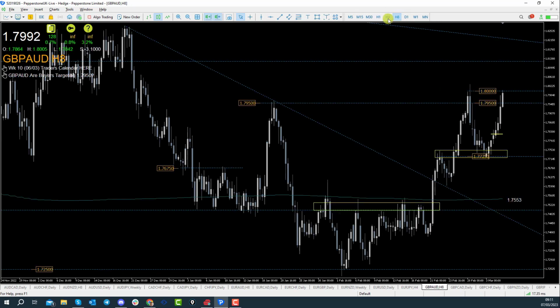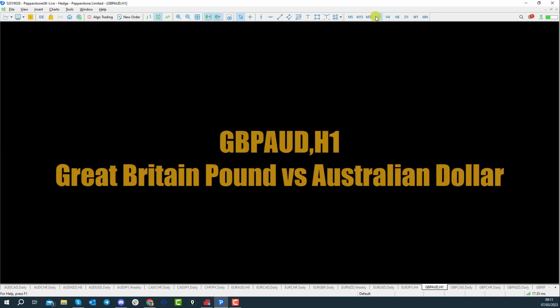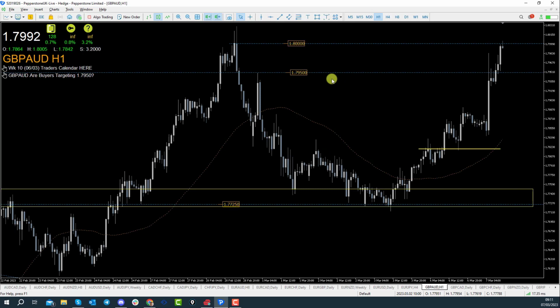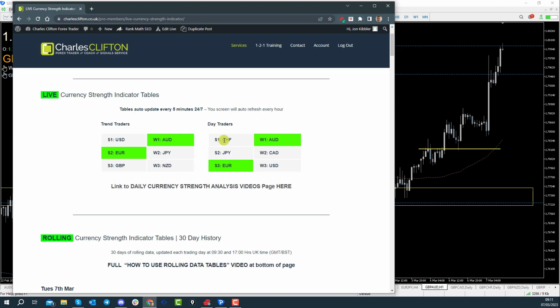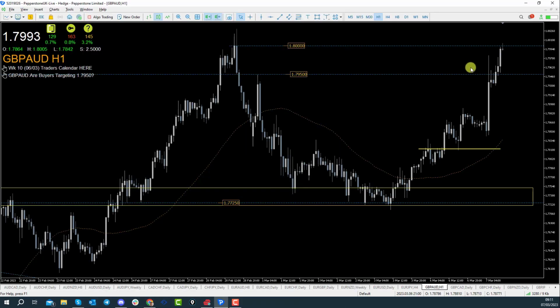Pound Aussie was our featured chart yesterday, and we were talking about long opportunities, and this one performed exactly as we expected it to. Price just hit targets at the 1.80 handle, so this is a really good market to watch. However, the pound isn't appearing on the strength side of the day traders table anymore, so you might want to hold off on any longs here at the moment.